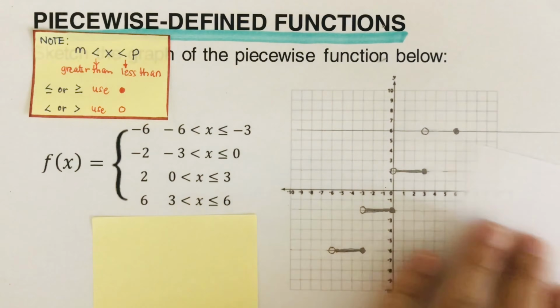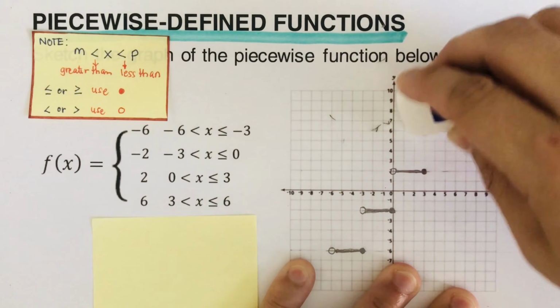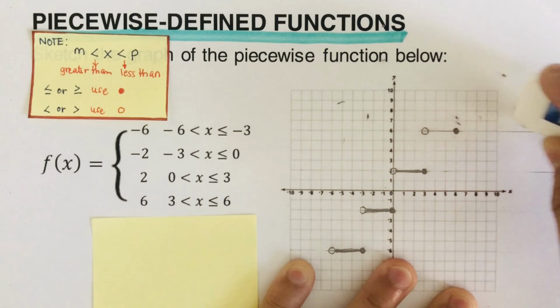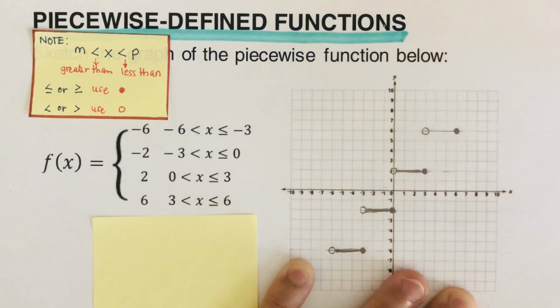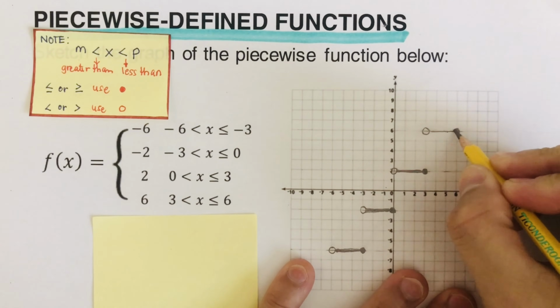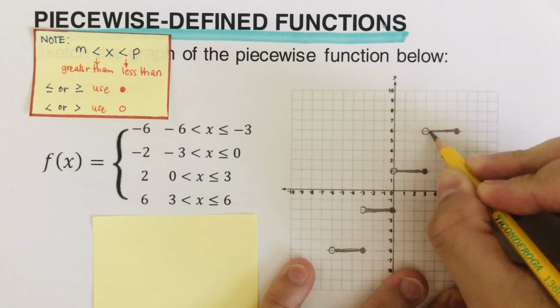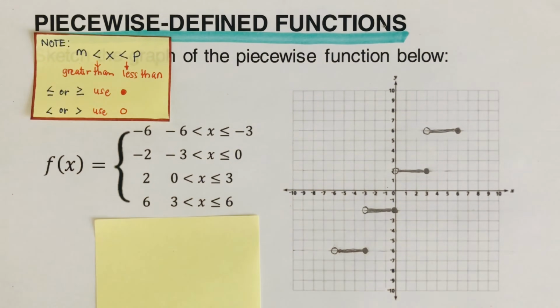And so I am going to erase the rest of these parts. So we're only considering the ones that are greater than 3 but less than or equal to 6. So this is the graph of this piecewise function.